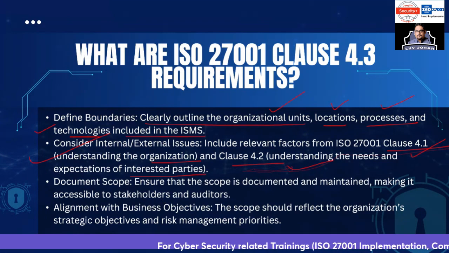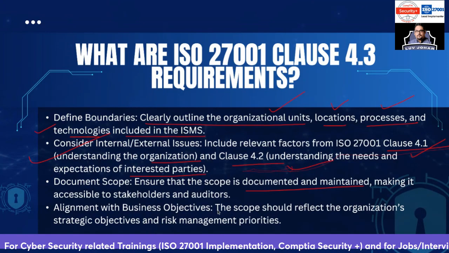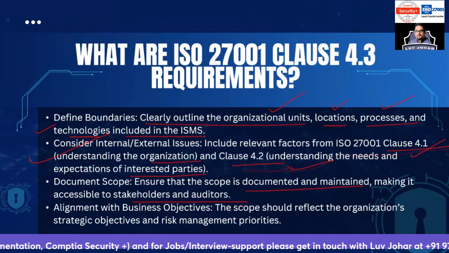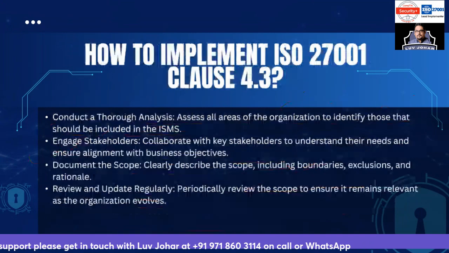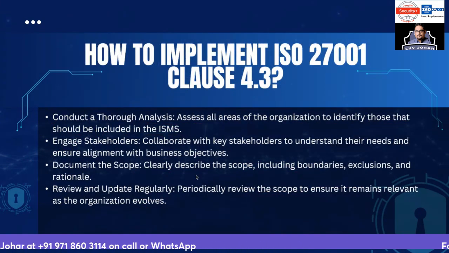And once the scope is created and documented, make sure you get it approved from the relevant stakeholders and make it accessible to all the stakeholders and for the auditors. Okay, so basically the scope should reflect the organization's strategic objectives and risk management priorities as per the implementation of the ISMS 27001. So how exactly do you implement scope?